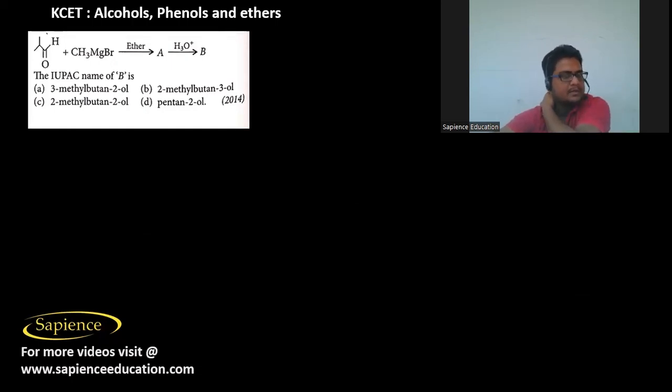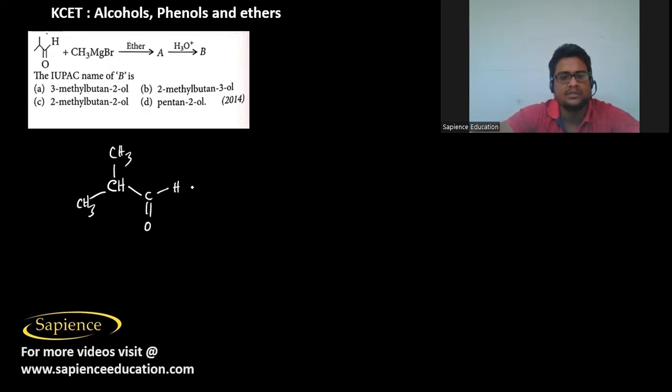Then it is told that the aldehyde, which is CH3 C double bond O H, which is an aldehyde group, will react with CH3MgBr in ether, and which forms A.